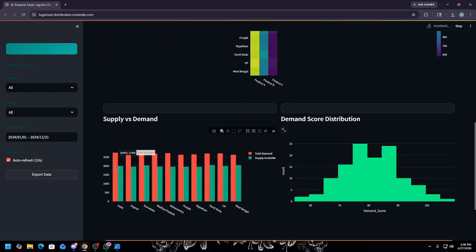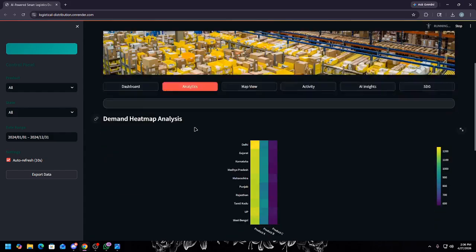So let's see, in Delhi there is total supply and supply available. For the total demand, you can see the demand is more than the supply. So there will be a small inflation or some sort of shortage. To overcome this, we have created this specific chart. With this chart, it helps the supplier to supply as per the required amount, which is very smart in a way. And you can see the map view.